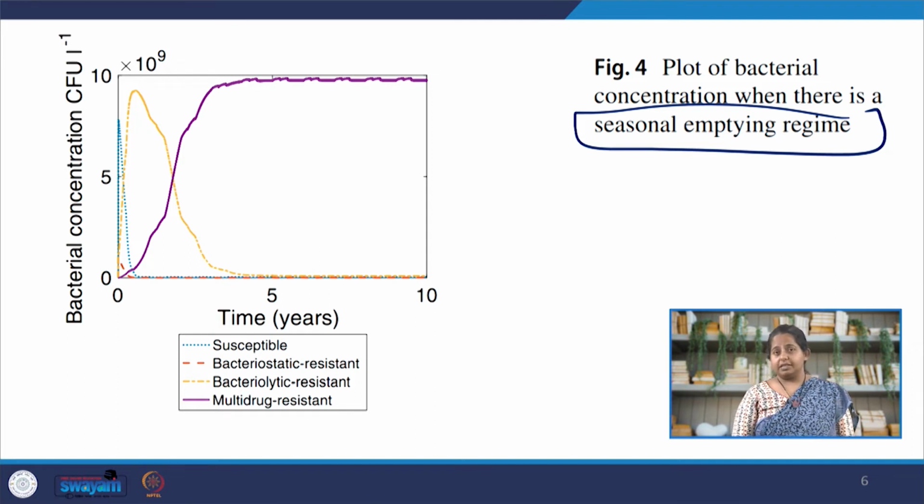So, if we include the seasonal emptying regime in this model, we notice how the levels of multi-drug resistant, bacteriolytic resistant, bacteriostatic resistant bacteria and susceptible bacteria change over time. Now, notice one thing: to do this study and to estimate the changes in the levels of different kinds of bacteria over the course of 10 years was much faster and more economically feasible for the researchers to do in silico than to actually take these measurements or wait 10 years to get the real life measurement and verify the model.